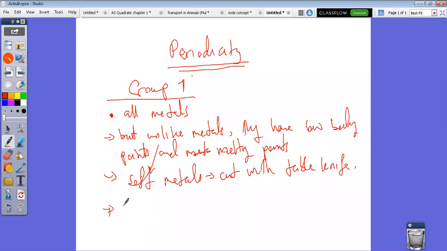Then they are the most reactive metals. So if they are the most reactive metals, how can you keep them in a lab? It means if you simply expose them, they start reacting with air immediately. How do we keep them in a lab? Who knows how we keep them in a lab?